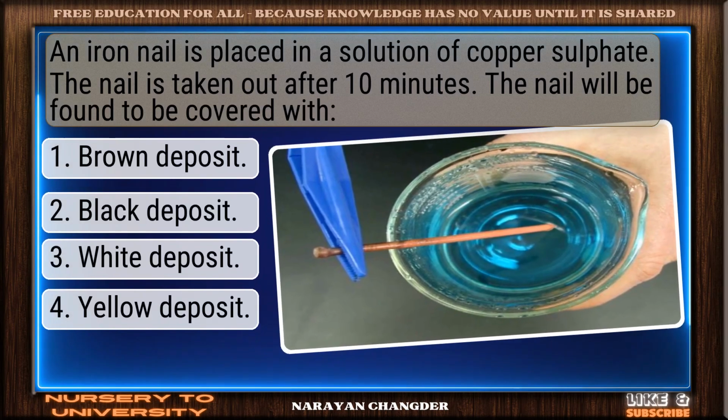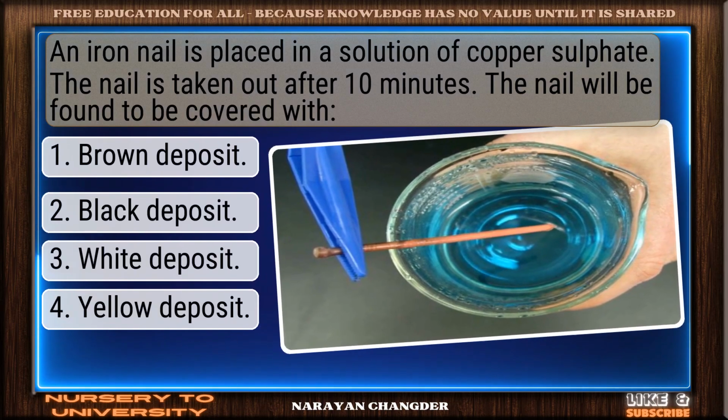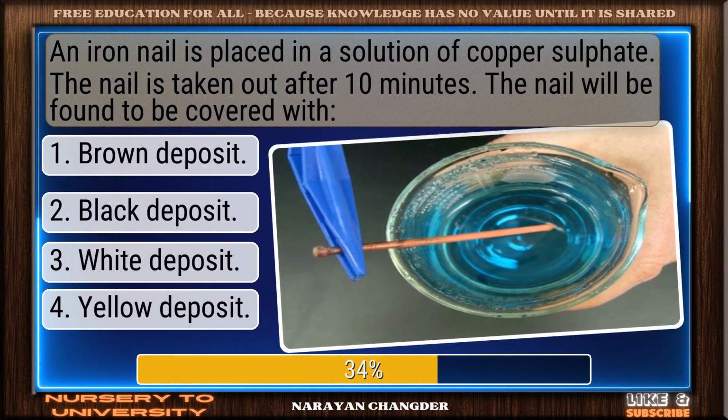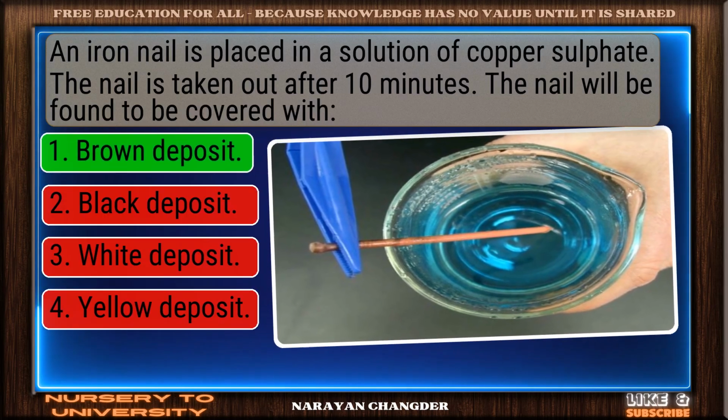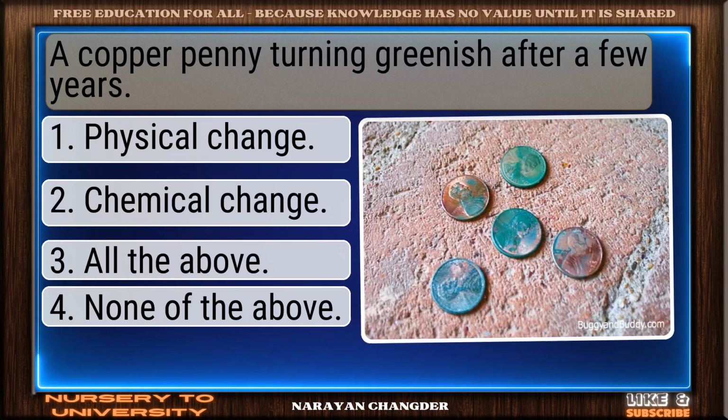An iron nail is placed in a solution of copper sulfate. The nail is taken out after 10 minutes. The nail will be found to be covered with? Right again. Brown deposit is valid.